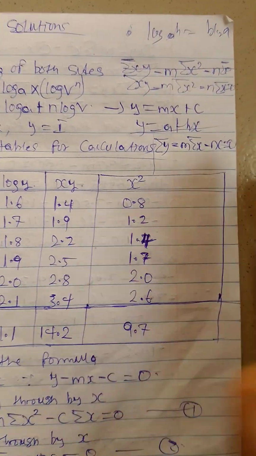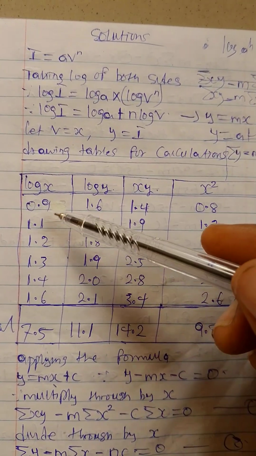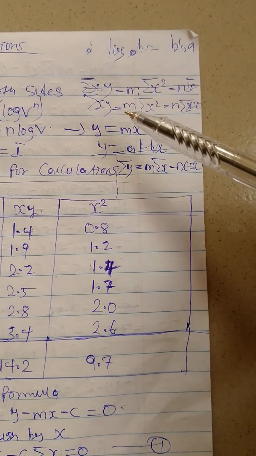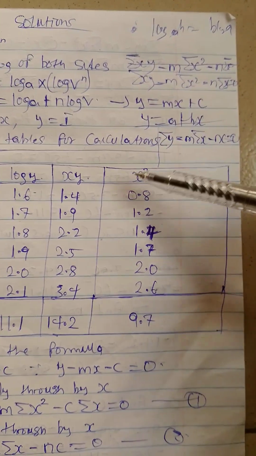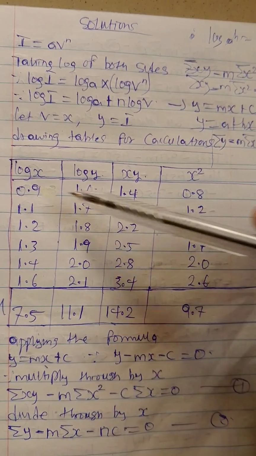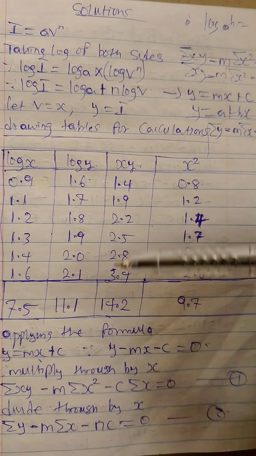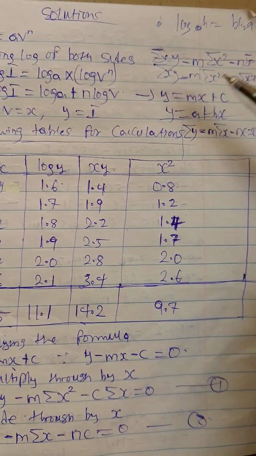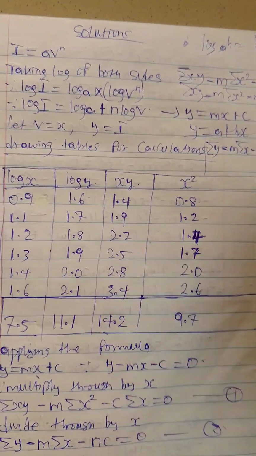So if you check equation 1, xy, that means I have to find xy. xy is 0.9 times 1.6 will give you this, 1.1 times this will give you this. Again, we have this. I also have x squared. 0.9 squared is 0.8, 1.1 squared is 1.0. Always know that I'm leaving this in one decimal place. Okay, you understand? x is log x, y is log y, so they are all given.